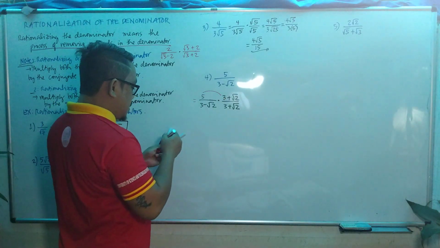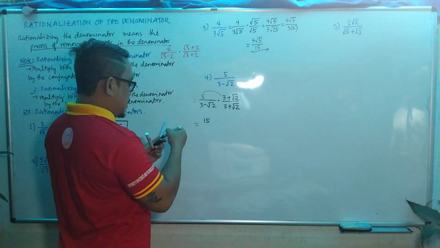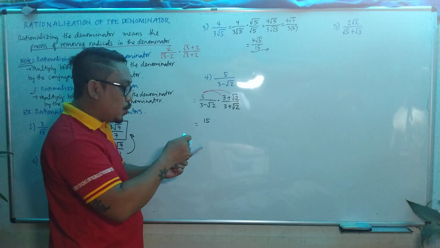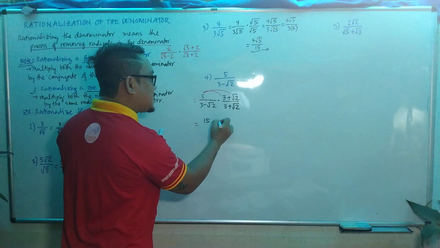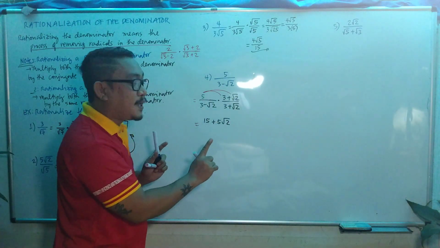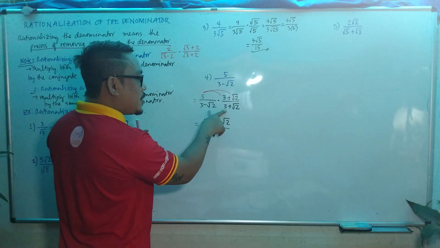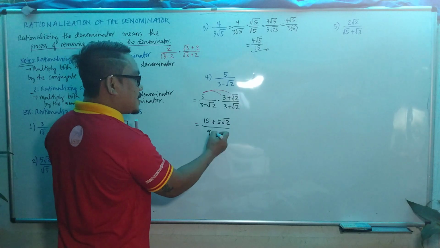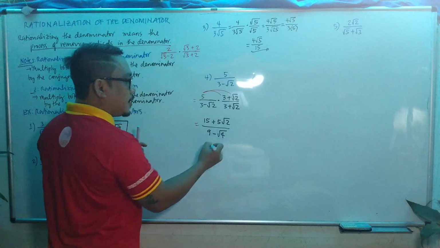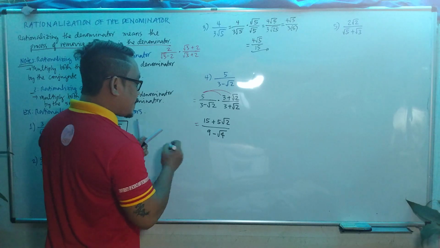So 5 times 3, you have 15. Then 5 times square root of 2 is just equal to plus 5 square root of 2. Those are not the same, correct? Okay, 3 times 3, you have 9. Then minus square root of 2 times square root of 2, you have square root of 4. Okay? So, let's continue.